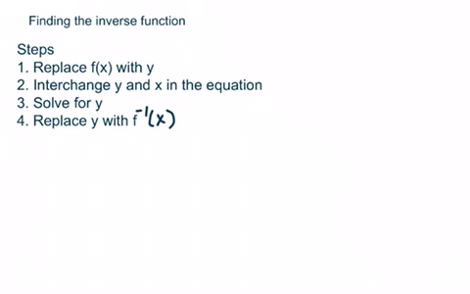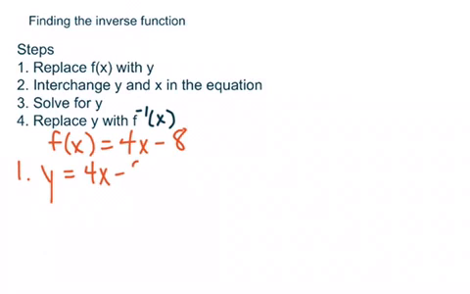Okay, so let's take a look at an example. The first example that we're going to take a look at is f of x is equal to 4x minus 8. With this particular function, step number 1, because it says up here, you're going to replace the f of x with the variable y. Real simple. That's all we're doing for step 1.